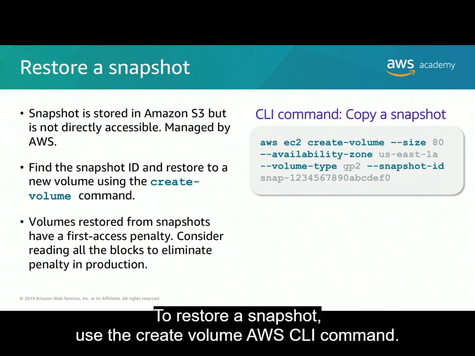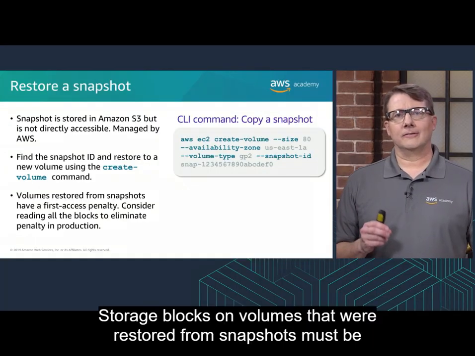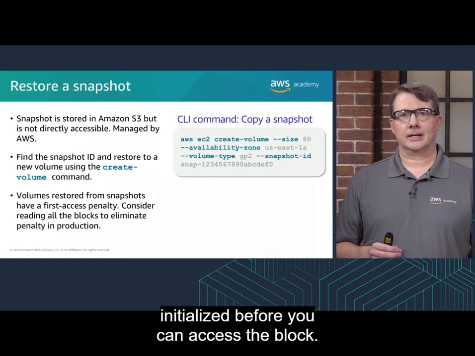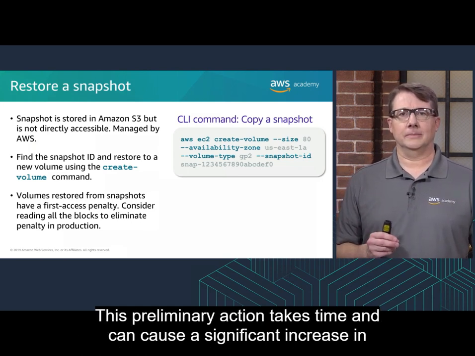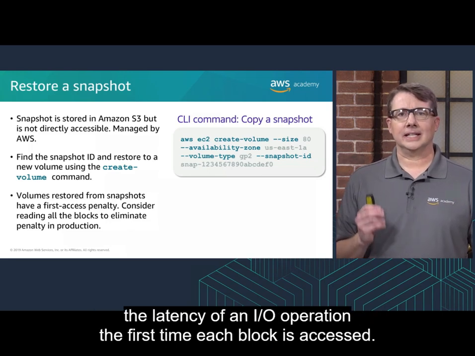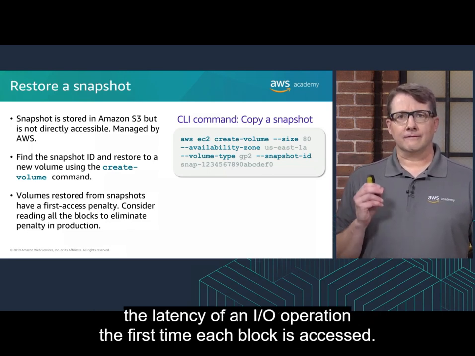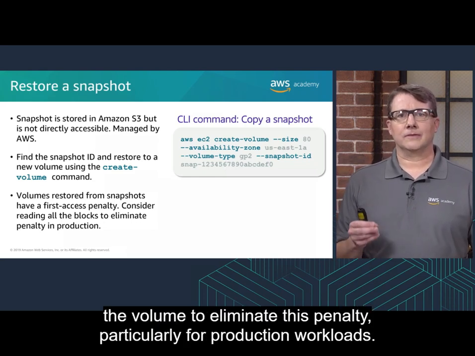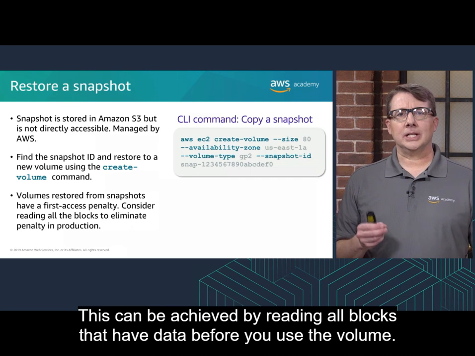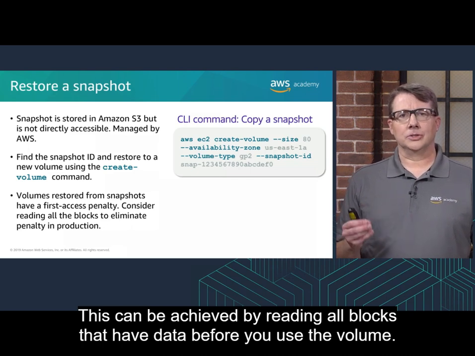To restore a snapshot, use the Create Volume AWS CLI command. Storage blocks on volumes that were restored from snapshots must be initialized before you can access the block. Initialization involves pulling the block down from S3 and writing it to the volume. This preliminary action takes time and can cause a significant increase in the latency of an I/O operation the first time each block is accessed. This is why we recommend the practice of pre-warming the volume to eliminate this penalty, particularly for production workloads. This can be achieved by reading all blocks that have data before you use the volume.